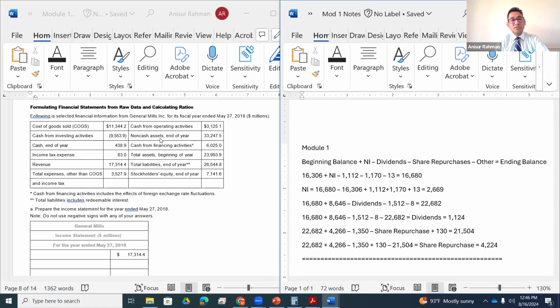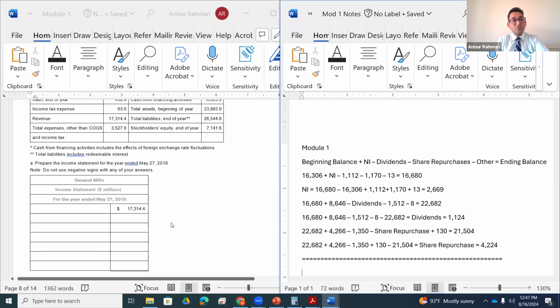Cash from operating activities, non-cash assets end of the year. So we have cash end of the year, non-cash assets end of the year. So if we add these two, that will become our total assets. Cash from financing activities, total assets beginning of the year. We have to find out total assets end of the year for the balance sheet. Total liabilities end of the year, stockholders' equity end of the year. Okay, prepare income statement for the year ended May 27th, 2018.